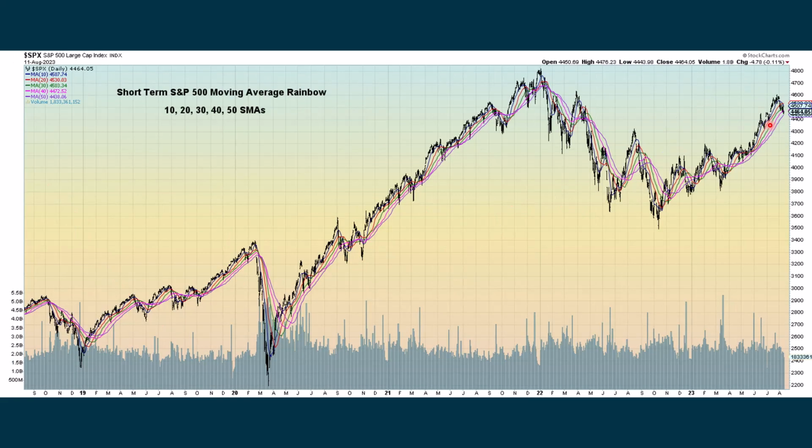We look at a short-term rainbow, which I actually was able to show a couple of times this week. We're dropping down inside the rainbow. We're going to be watching these lines to see if they begin to roll over. When we're seeing this nice smooth upward movement, that means that we're in a good solid trend. It may be in danger now, so we'll have to see how these lines end up reacting.